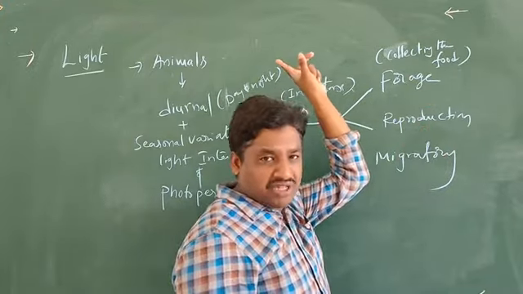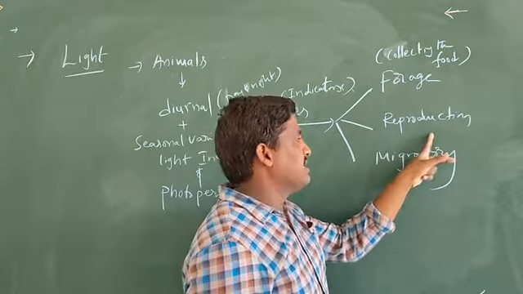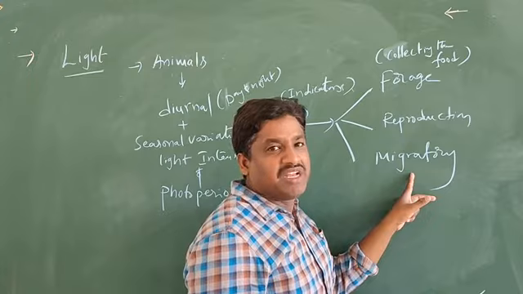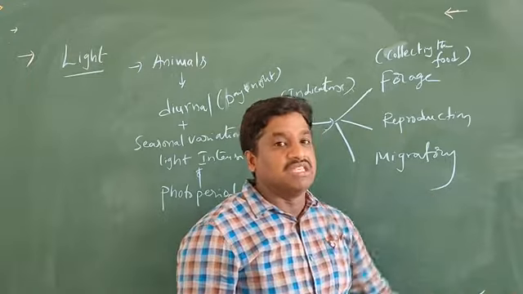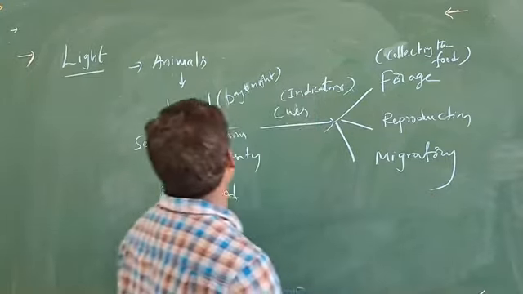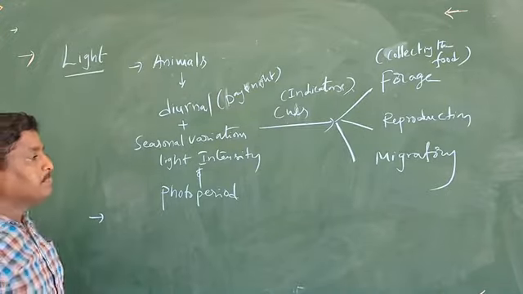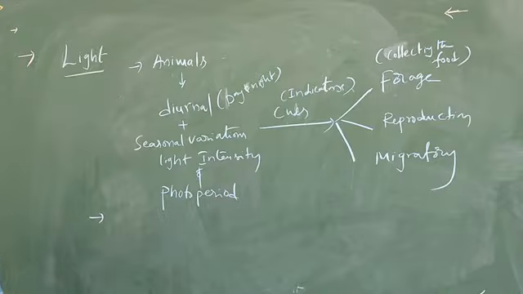Those animals, reproduction occurs, and in such conditions, migration occurs. Migratory means they easily move from one place to another place. Okay, so this one is the main point. Next, one more point.